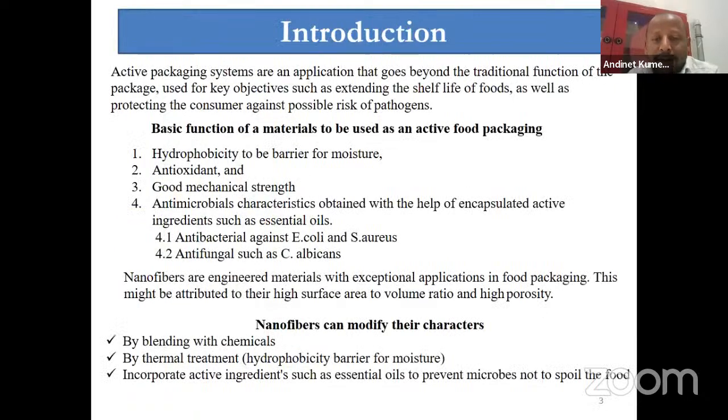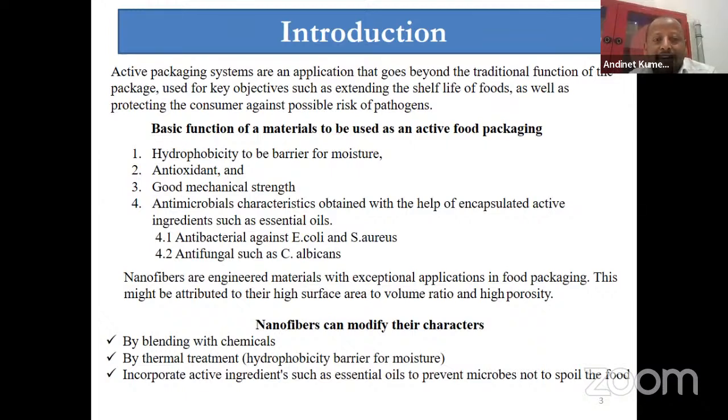We are applying this packaging technology for foods. This active packaging system is a new technology, which is very different from the traditional one, in the sense that this active packaging not only extends the shelf life of the foods, but also protects the consumers from a possible risk of pathogens.